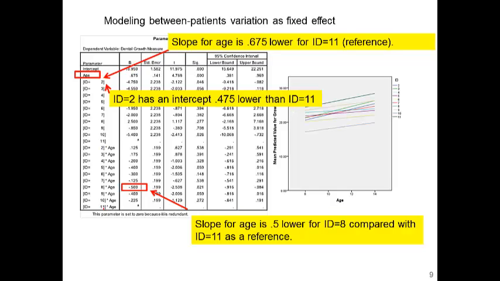So let's see how many parameters you have. You have 1, 2, 3, 4, 5, 6, 7, 8, 9, 10, 11, 12, 13, 14, 15, 16, 17, 18, 19, 20.